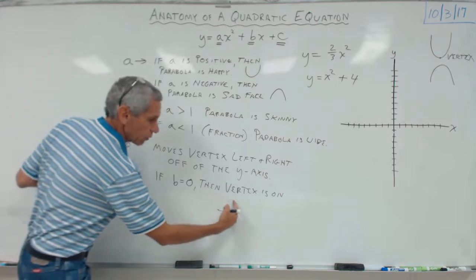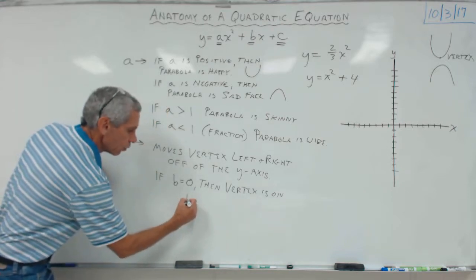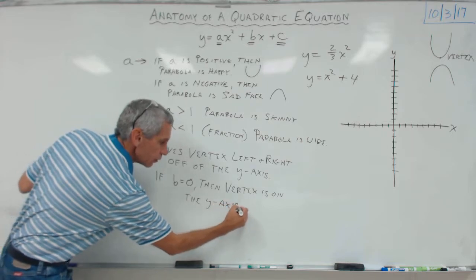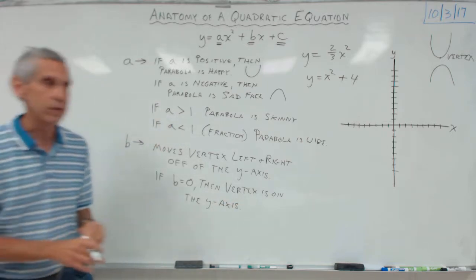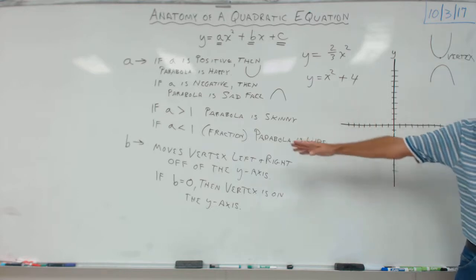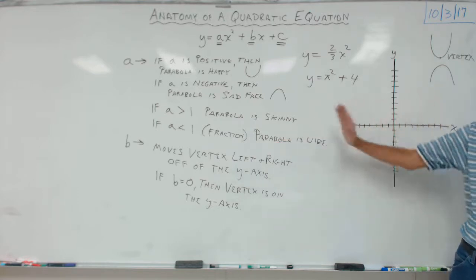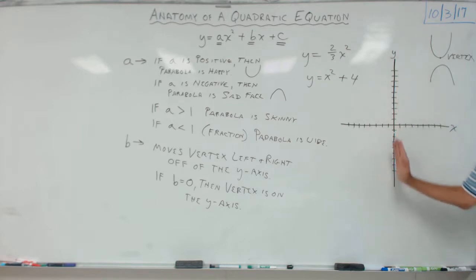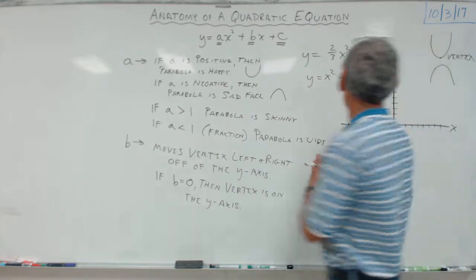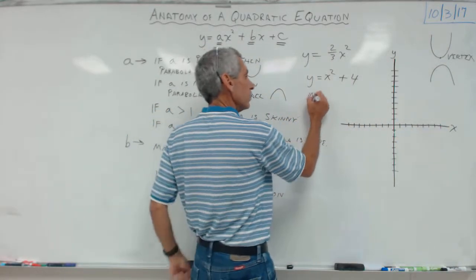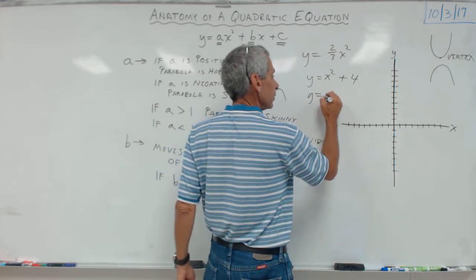If b is 0, then the vertex is on the y-axis. Okay, that's really important to understand. What b does is it moves the vertex left or right. But if b is 0, your vertex is on that y-axis. Does that make sense? So, is this vertex on the y-axis? Yes.